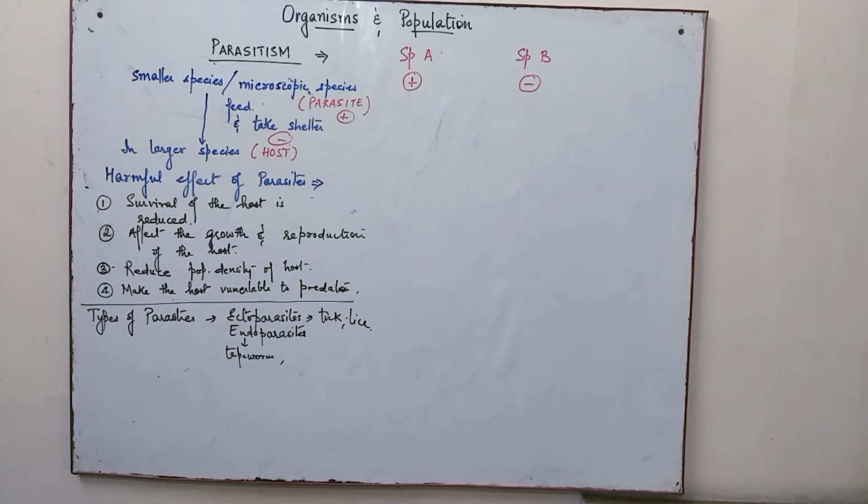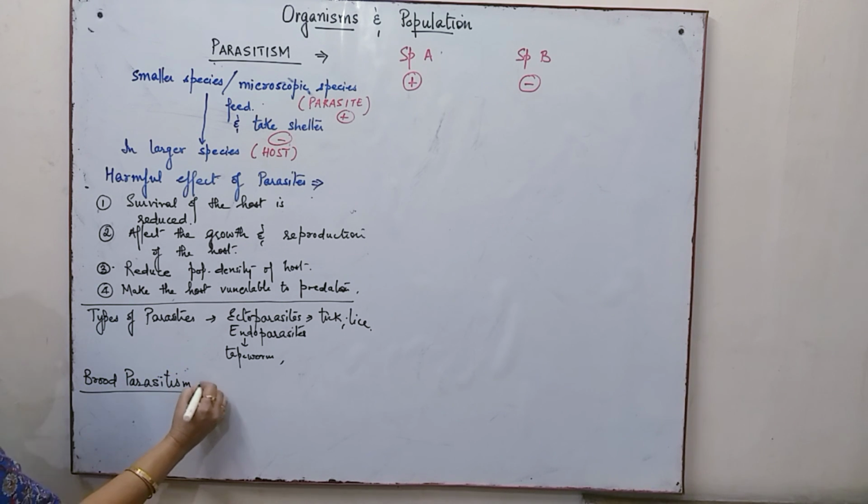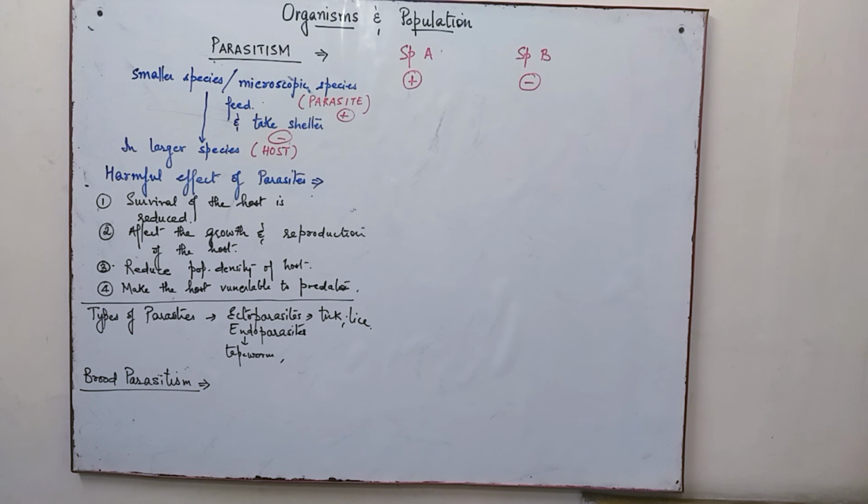Now, another type of parasitism which is seen is brood parasitism, and it is a clever parasitism. Brood parasitism is a phenomenon in which a bird lays its egg in the nest of another bird and allows the other bird to incubate them. The eggs of the parasite bird have evolved in such a way that they closely resemble the eggs of the host, and as a result the host bird cannot distinguish between its egg and the egg of the parasite, and it will continue to incubate the eggs of the parasitic bird and allows it to develop there.